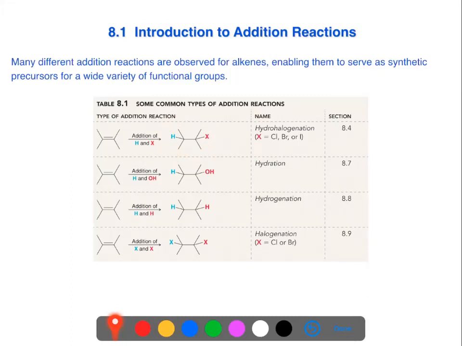We'll also look at the different ways we can add water across the double bond. We refer to this as hydration, and the net result is we go from an alkene to an alcohol. We also have hydrogenation, in which we're adding hydrogen, H2, across the double bond, and that gives us an alkane. And finally, we'll look at halogenation, in which we're adding some halogen, typically bromine or chlorine, to give us a dihalide. So these are the different examples of addition reactions that we'll be looking at in this section.